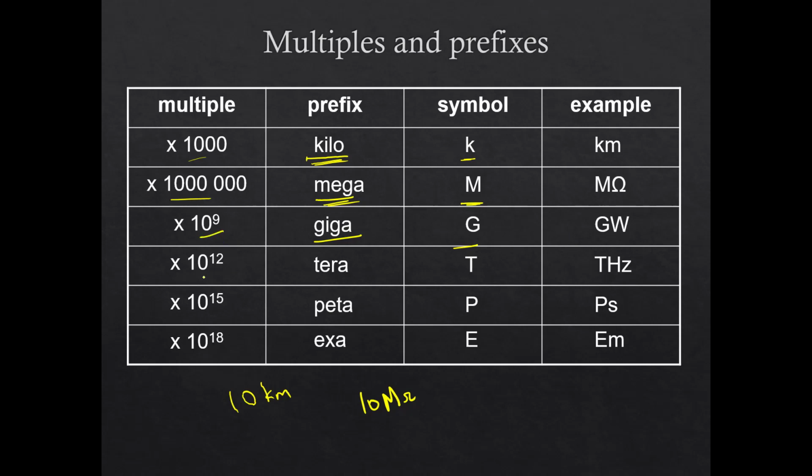Then we have times 10 power 12, that is tera. Then we have times 10 power 15, that is the peta. And then the exa. But these ones, we shall be looking basically at the kilo, the mega, the giga. Most commonly those. So you need to know what they are. And those are for big values. For example, 10 kilometers, 10 megaohms, 10 gigahertz, gigaohms, gigabytes. You know that computer language. That is for bigger expressions, bigger numbers.